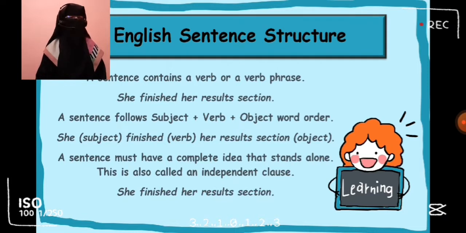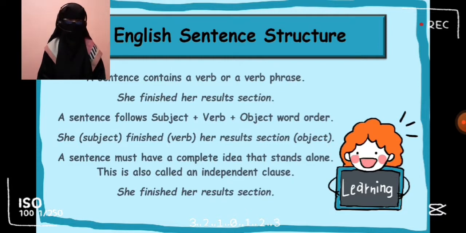A sentence contains a verb or a verb phrase. So here we've got, she finished her results section. Finished is the verb. Finished her results section could be known as the verb phrase, or you might also know this as a predicate. A sentence follows subject, verb, object word order.